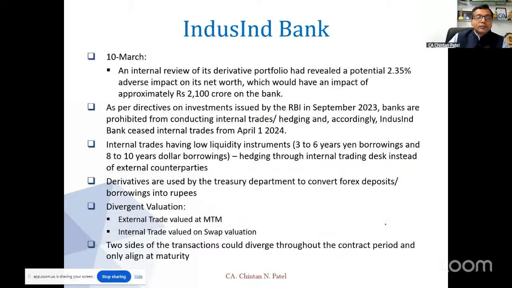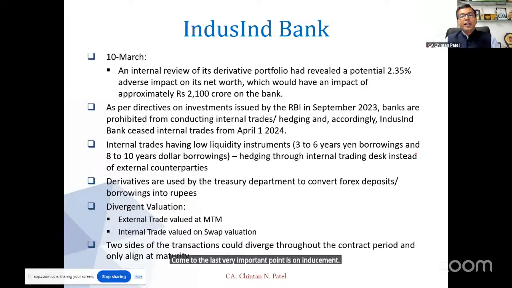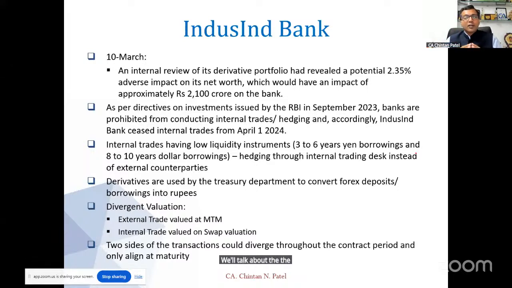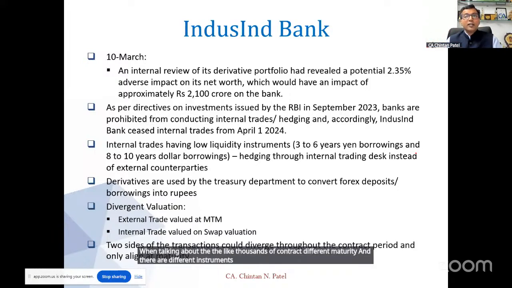Now, the last very important point is on IndusInd Bank, friends. You may have a question or thought: why, with such a big bang, is there still an issue in this? Friends, I think it's really complex. Even though we understood the concept one to one, when talking about thousands of contracts with different maturities and different derivative instruments, it is really difficult to understand how they offset each other.